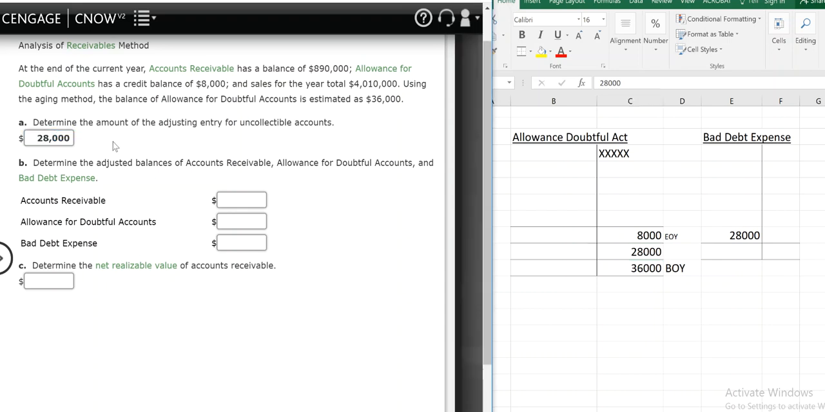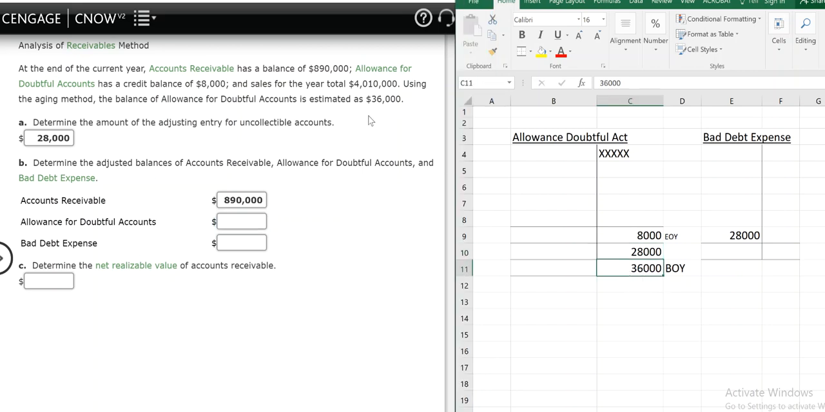Okay, the next one, determine the adjusted balance of the account receivable. Okay, so the account receivable is not going to change. So the account receivable has $890,000. That will be the ending balance. Okay, and then it says the allowance for doubtful account. The allowance for doubtful account had 8,000, but with the $28,000 adjusting entry, we increase the allowance to the $36,000 that this problem is telling us that we would like to have after we did the aging.